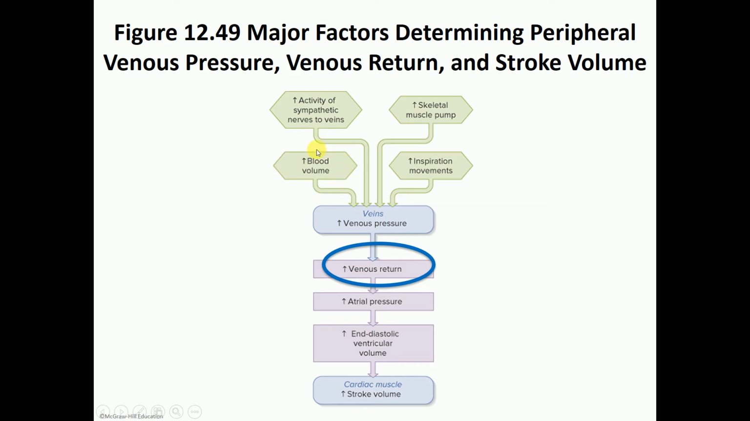An increase in blood volume. So for example, if somebody is bleeding and we need to increase their venous return, we can do so by giving them a blood transfusion. So an increase in blood volume will eventually translate into an increase in venous return. And there's also the inspiration movements. That inhalation is kind of like a suction movement or a vacuum that will bring the venous blood back to the heart. These two, skeletal muscle pumping and inspiration movements, are really important when we are exercising to increase the venous return, which translates into an increase in stroke volume.